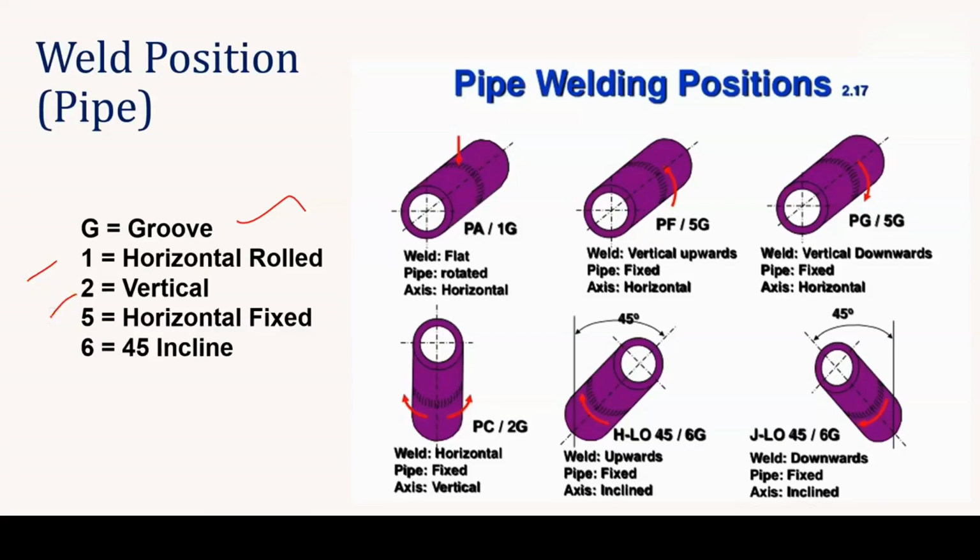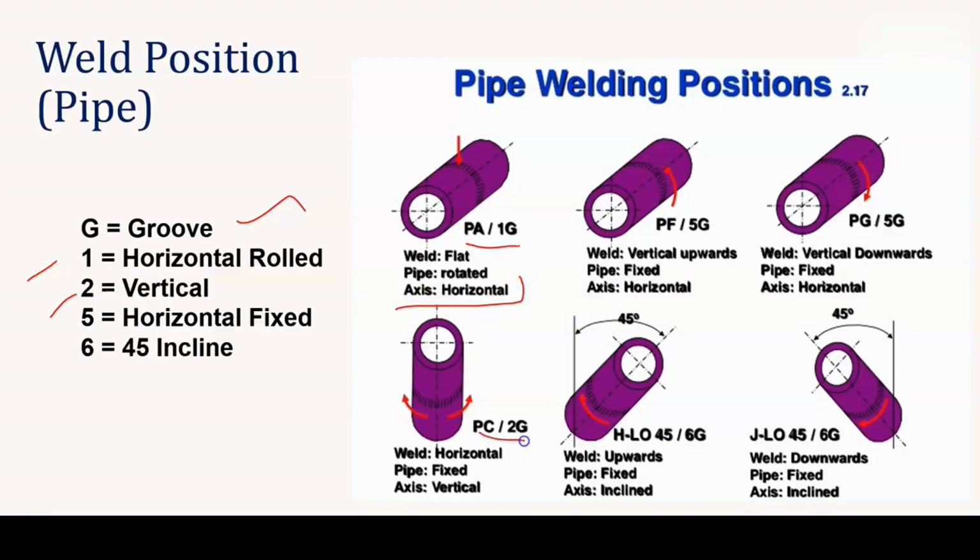Okay, if you are using 1, it means it is a horizontally rolled one. If we are using 2, it means it's a vertical type, if we are using 5, it means it is horizontally fixed, and if you are using 6, it means the pipe is inclined about 45 degrees, right? So you can see this is the first type of welding, that means 1G. 1 represents horizontally rolled, and G is nothing but the groove type of welding. So welding is flat and the pipe is rotated on the axis of a horizontal.